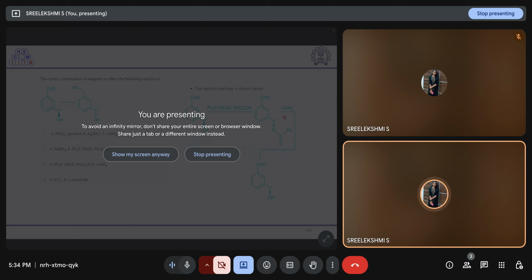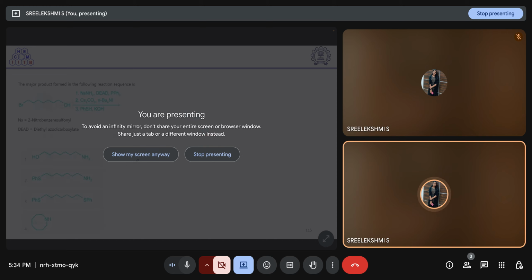Then when we are using LAH, this aldehyde will also get reduced, so there is a mistake here. This will be CH2OH. That aldehyde will be reduced under LAH condition and this ester will also get reduced to give this OH with inverted stereochemistry as that of the starting material. So the correct combination of reagents is option 3, PPh3, DEAD, benzoic acid and LAH.